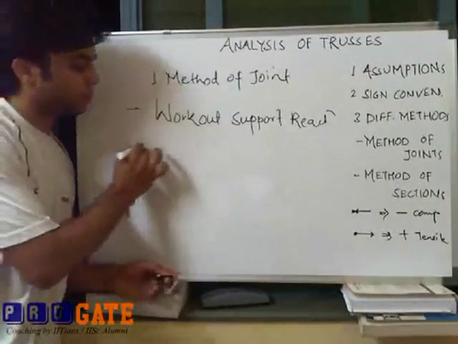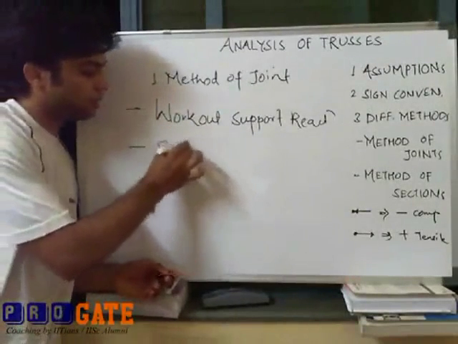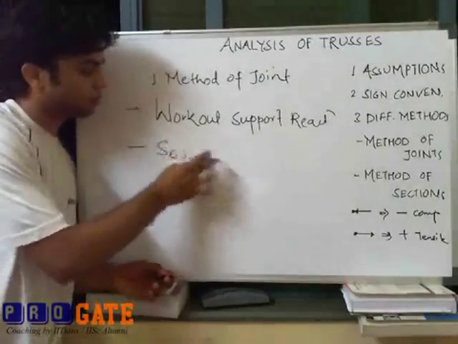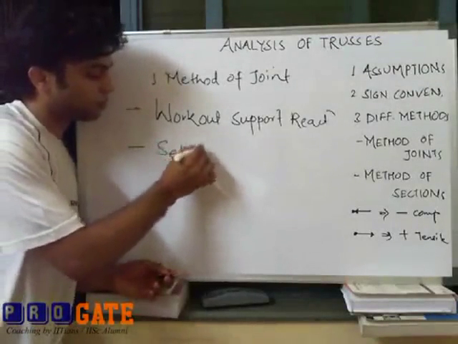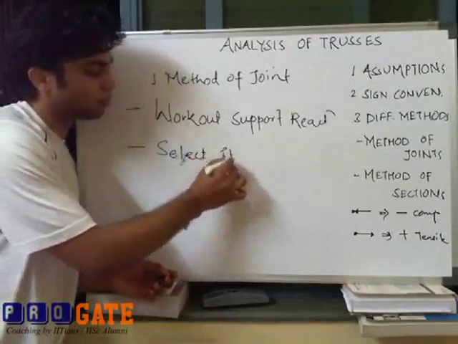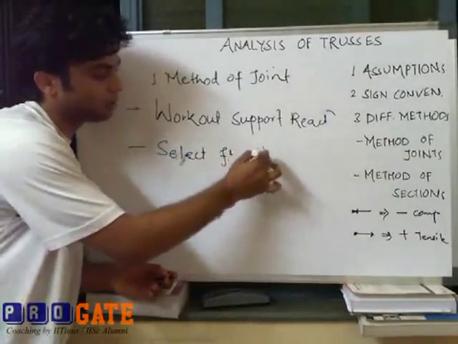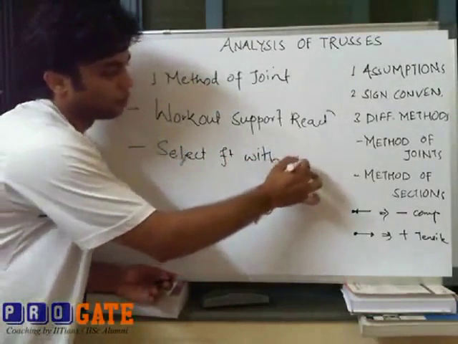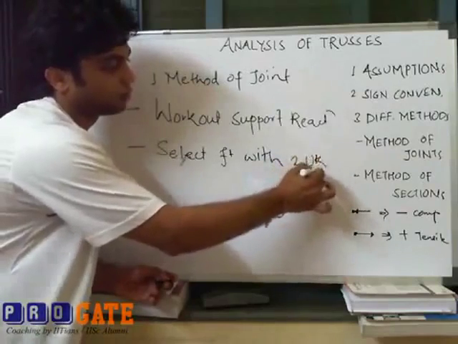Secondly, select any joint which has two unknowns only.